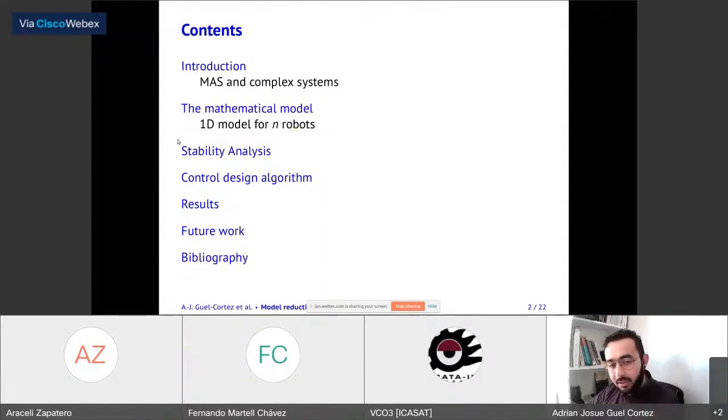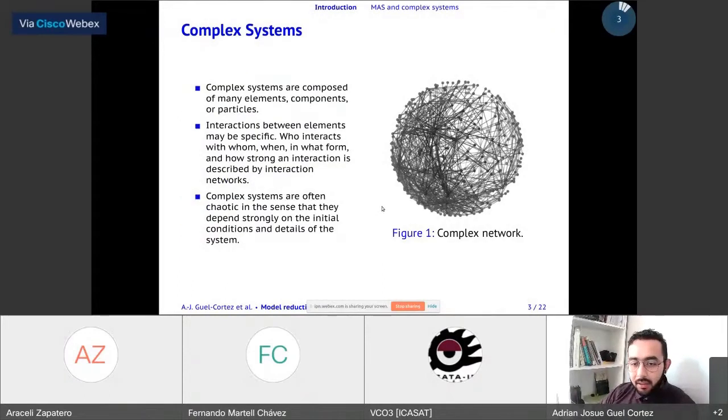Then I will discuss a little bit about how to analyze the stability of this mathematical model, how to design the controls that drive these robots, and show some of the results that I have got so far. Then I will detail a little bit about the future work that I will try to achieve maybe in the next years. Okay, so basically I am interested in complex processes.